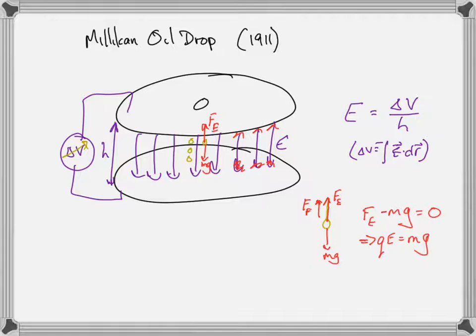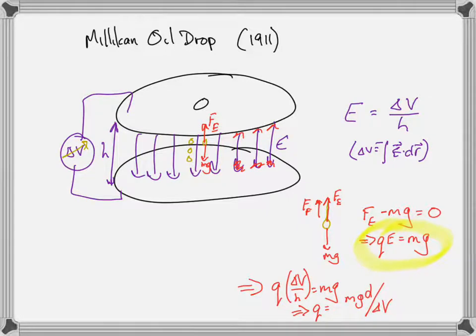as well. But when they're in equilibrium, he can adjust delta V until they're stationary. And so he knows QE equals mg. Therefore, since he is adjusting delta V, we can just write that Q delta V over H equals mg, and therefore Q, the charge of the oil drop, not the charge of the electron, the charge of the oil drop, is mgd over delta V.